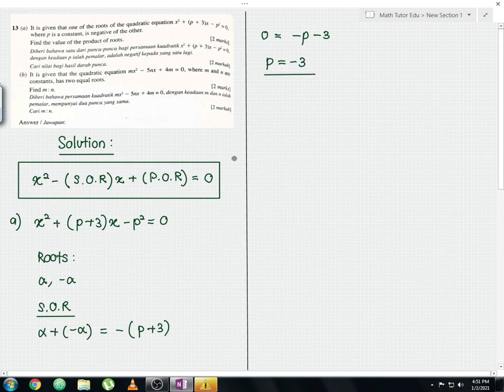Okay, so let us continue. Since the question asks us to find the value of the product of roots, we're going to use this negative 3 and substitute it into the POR formula, and then find the value of the product of roots.